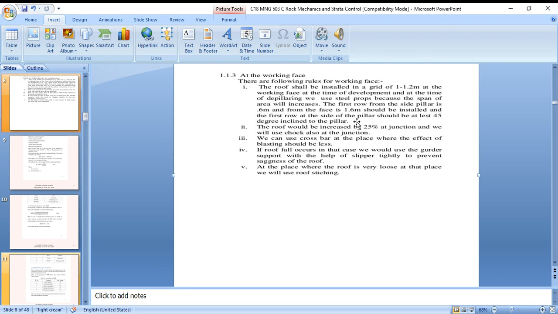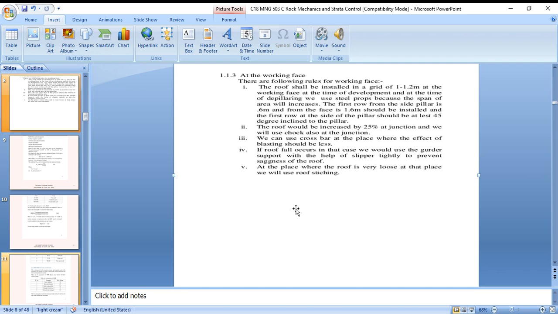So it should be installed, and the first row at the side of the pillar should be at least 45 degrees inclined to the pillar. The roof support should be increased by 25% at the junction, and you will use the chock also at the junction. We can use crossbars at the place where the effect of blasting should be less.